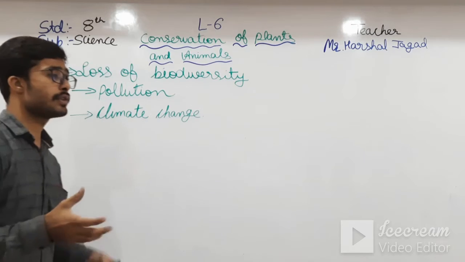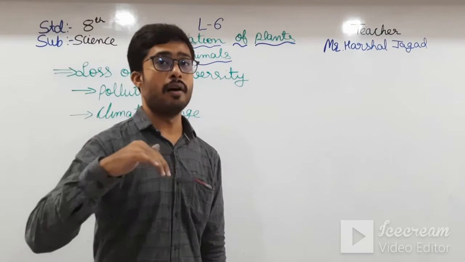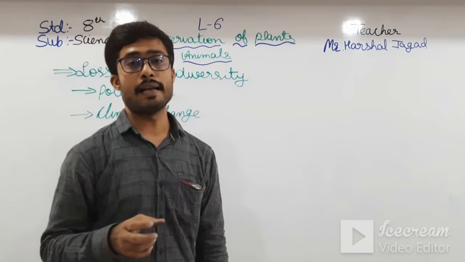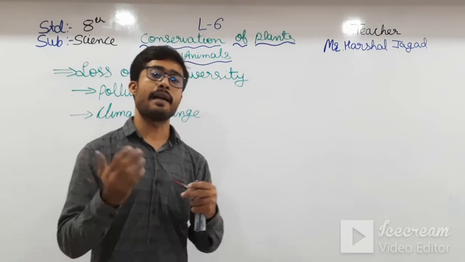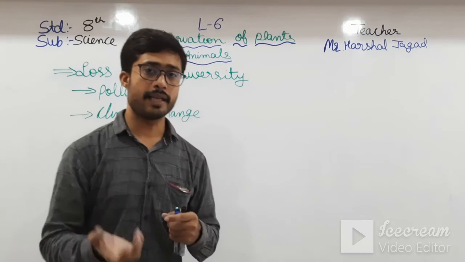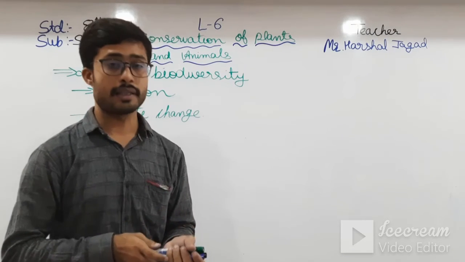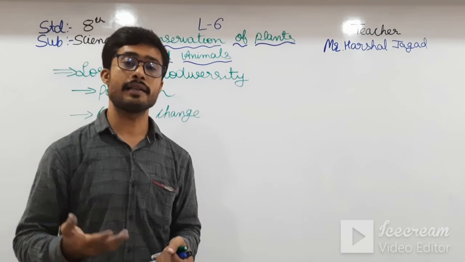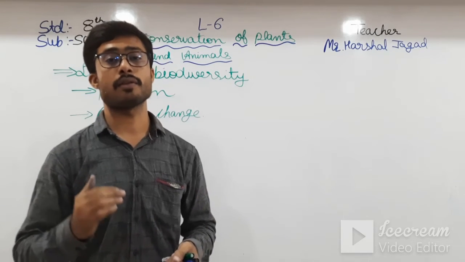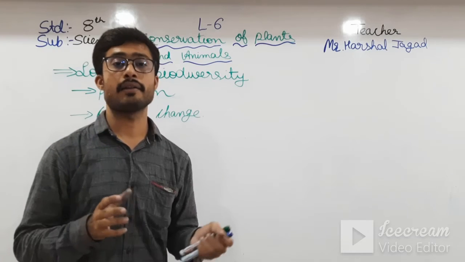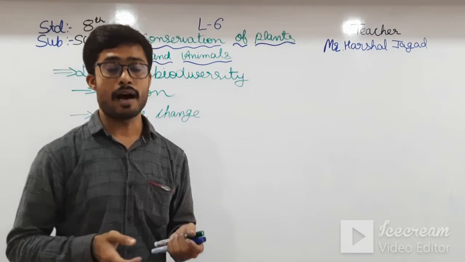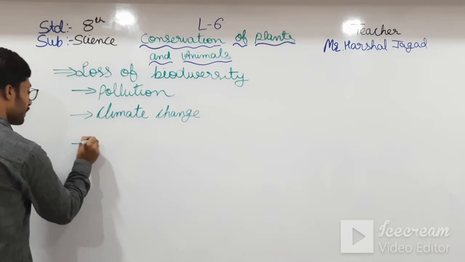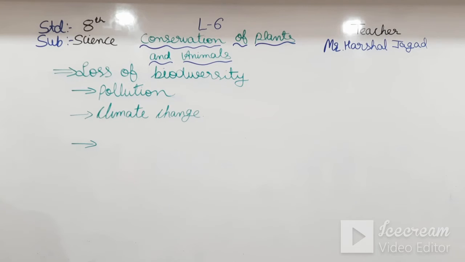How does climate change happen? Due to the increase of temperature. How does the temperature of the earth increase? As transportation and vehicles increase, carbon dioxide keeps increasing day by day, so the temperature of the earth rises. And next is killing of animals.